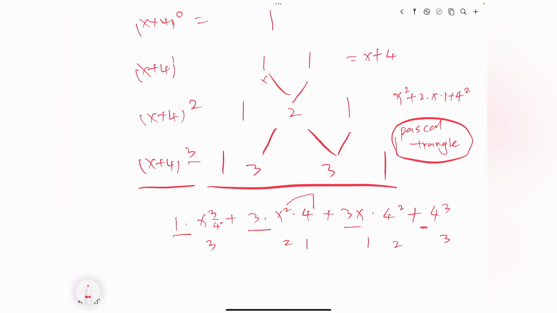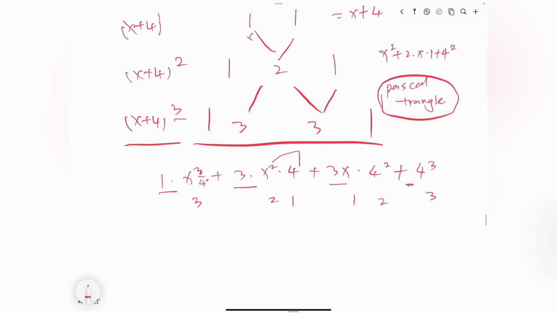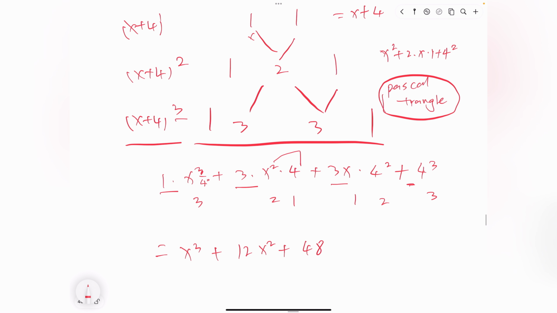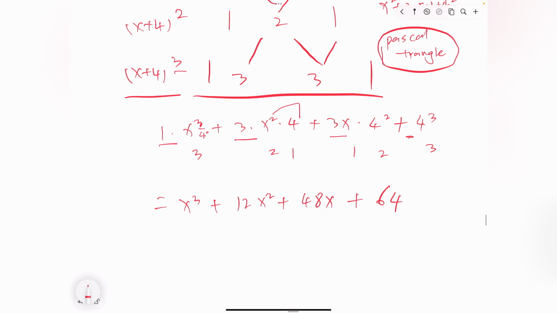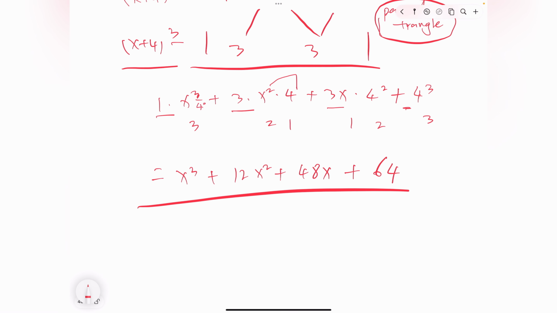And then reduce the x power to 2, raise the 4 power to 1. That's 4. Then reuse it again, x times 4 squared. So we'll have x cubed plus 12x squared plus 48x plus 64. So this is using Pascal's triangle.